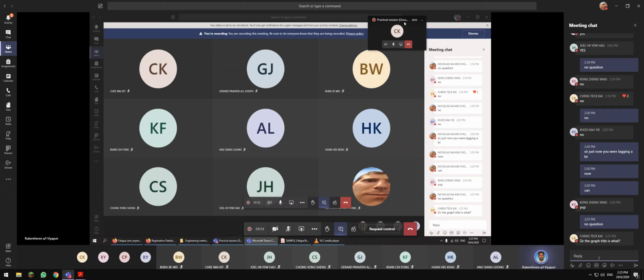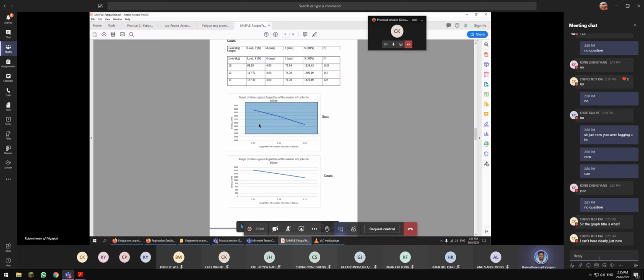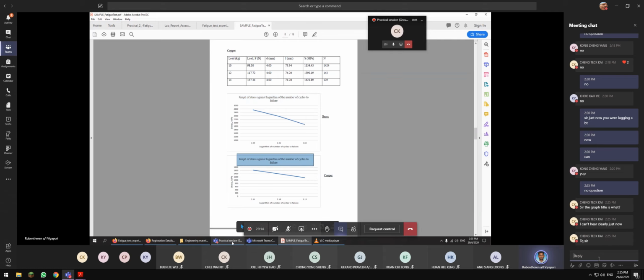The graph title, okay, the graph title is supposed to be graph of stress versus log of cycles. Graph of stress versus log of cycle here. This is the title of the graph.